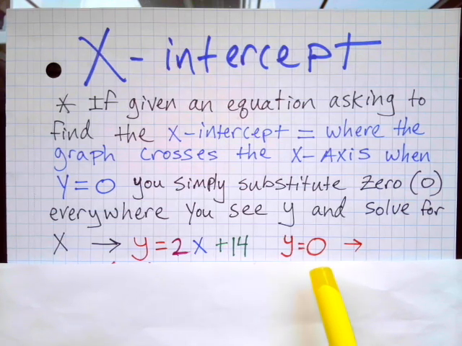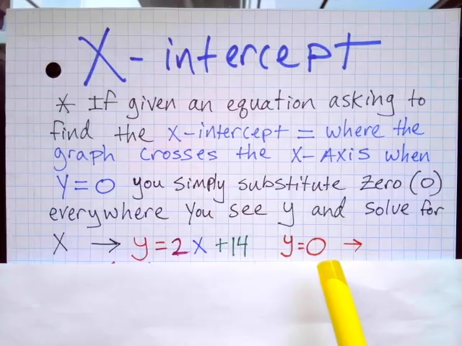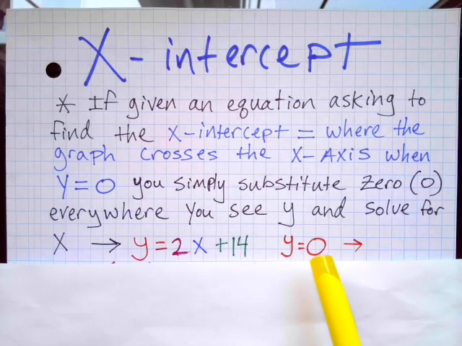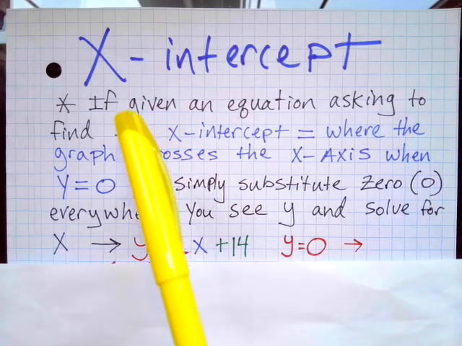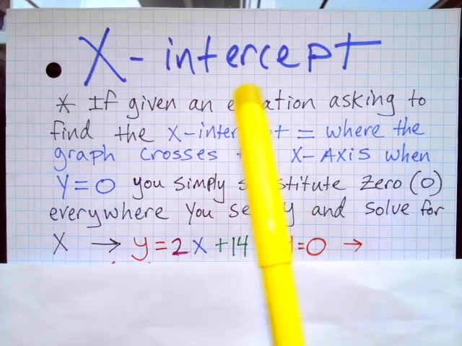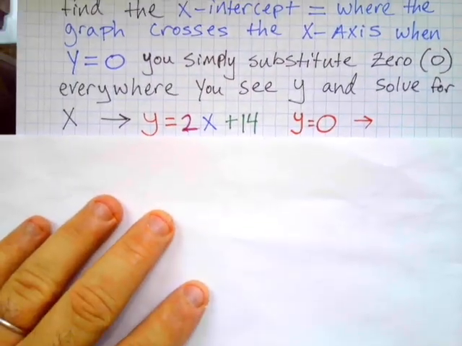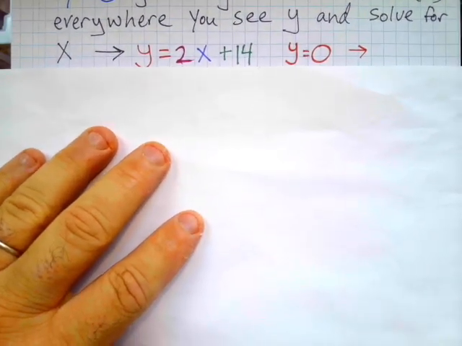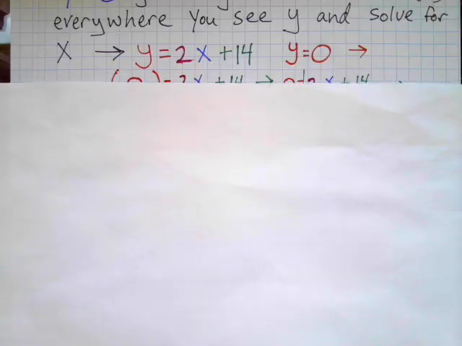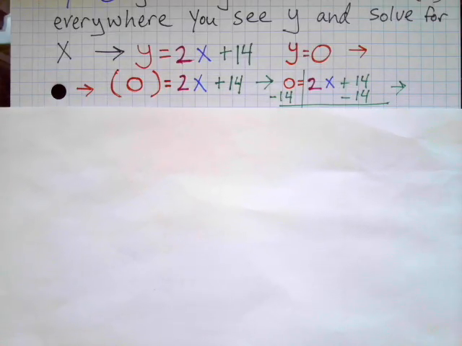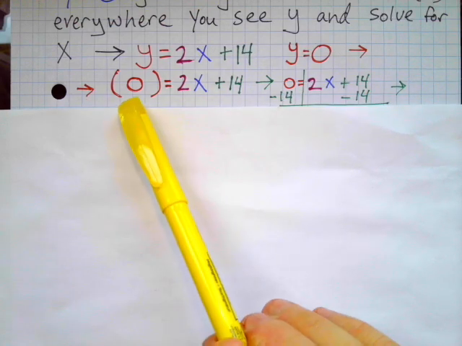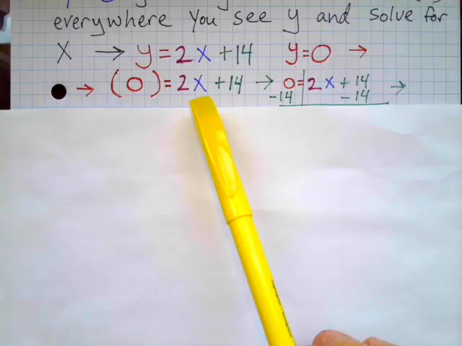The x-intercept is always going to be: substitute the 0 for the y, and it's where the graph line crosses the x-axis. That is our x-intercept. So let's just jump right on into it. We see here, again, we're going to substitute 0 for y. And that's what I've done here in this first step. Substitute 0 for y. Now I'm going to solve for x.